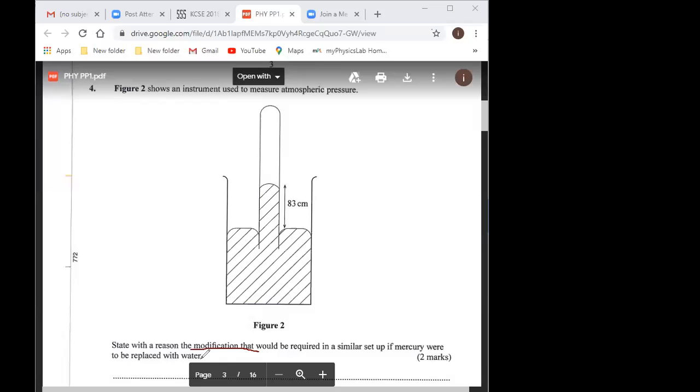Reason? Water occupies a longer column than mercury. Yes, why does it occupy a longer column? That reason is the one we want to know. Because it has what? Yes, Sami Moshiri. Water has a lower density than mercury. That is it. So you use a longer tube because water will occupy a longer column since it has a lower density than that of mercury. We move to the next question.